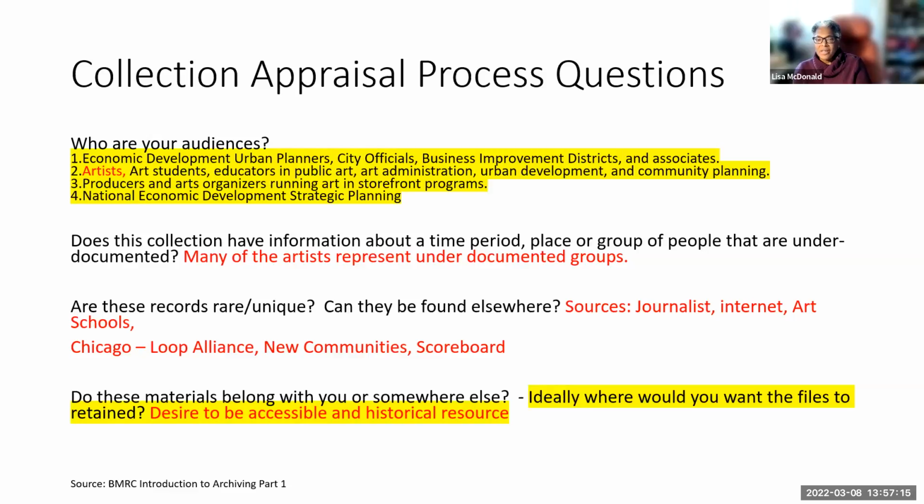So we had talked about, are the records rare or unique? Can they be found elsewhere? And some of the sources that were cited were journalists, the internet, art schools, and then I think, Alpha, you mentioned Loop Alliance, New Communities, and Scoreboard. Did I mess them up? Okay, the Loop Alliance, New Communities, and Scoreboard were places you had suggested might be sources.